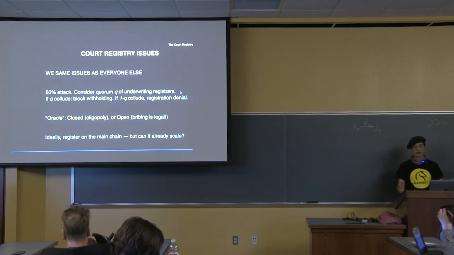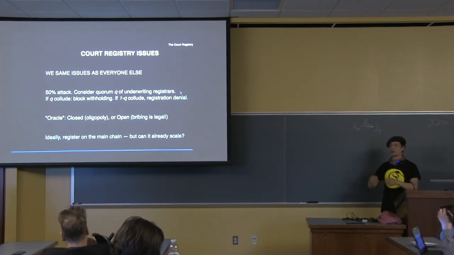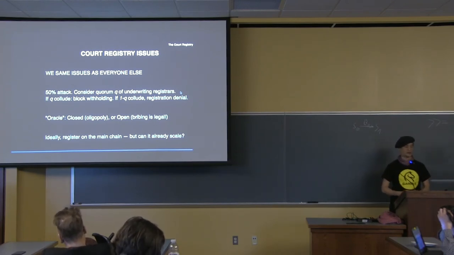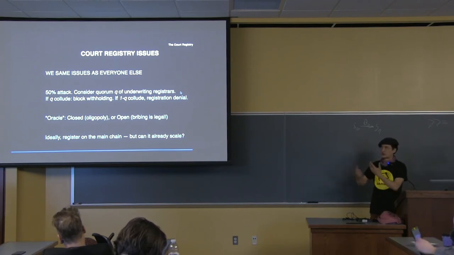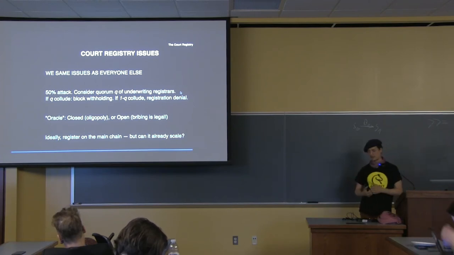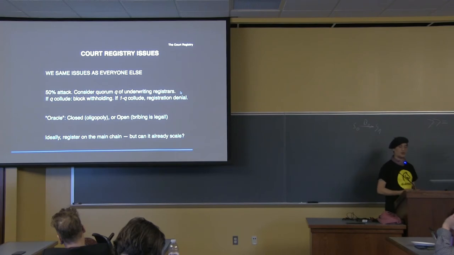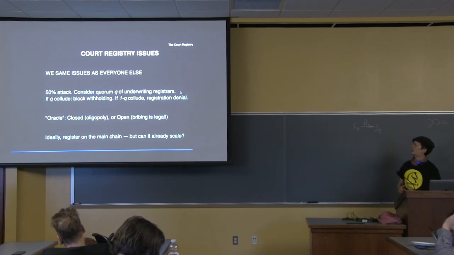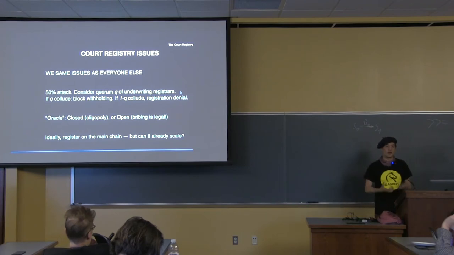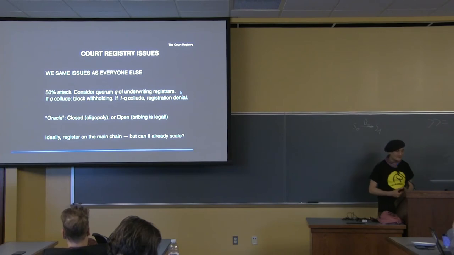And of course, if my oracle is closed, if I have a fixed-number closed system for the oracle, then there is an oligopoly. In the long run, the interests will not be aligned. And if it's too open, it's called a token curated registry, TCR. Well, it means that basically bribing is legal. You can buy the registrar and buy your way into cheating.